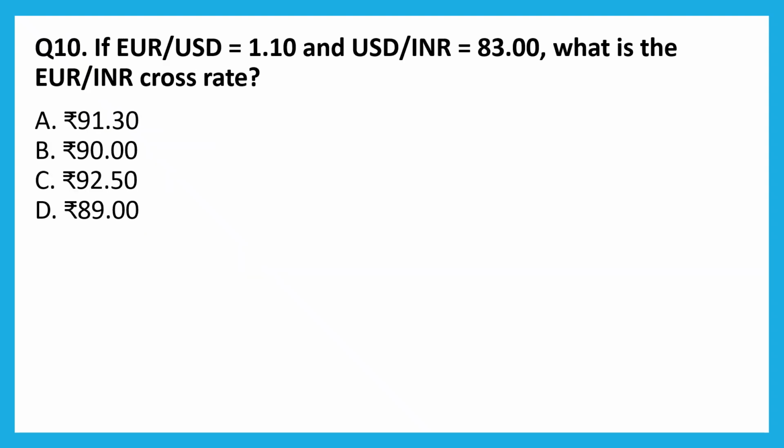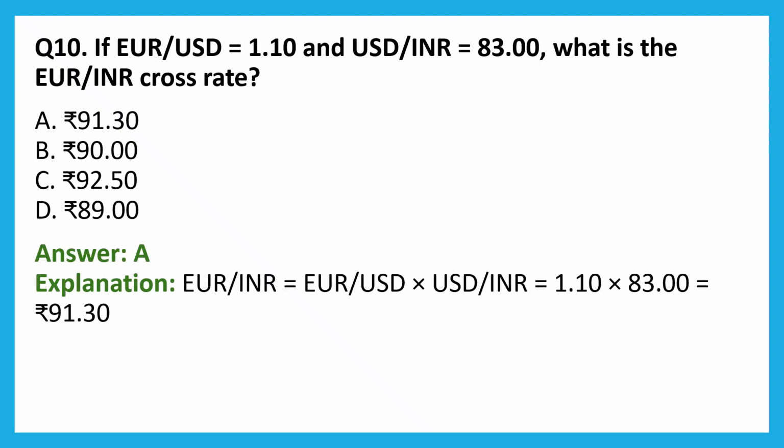Next question. If Euro USD equal to 1.10 and USD INR equal to 83, then what is the Euro INR cross rate? Option A 91.30, option B 90, option C 92.50 and option D 89. Correct answer is option A 91.30.